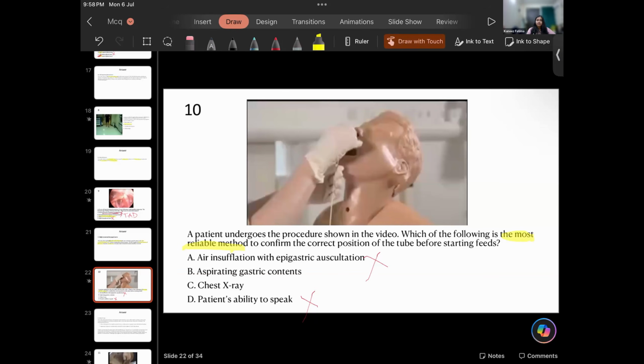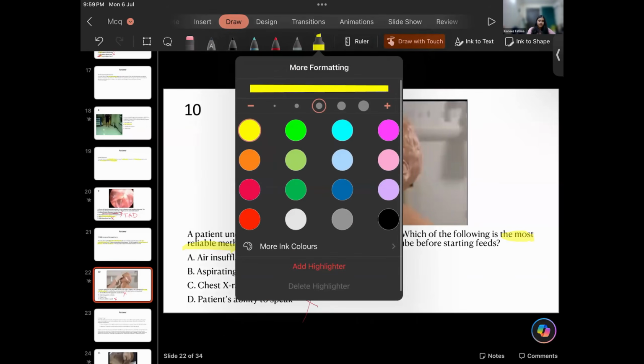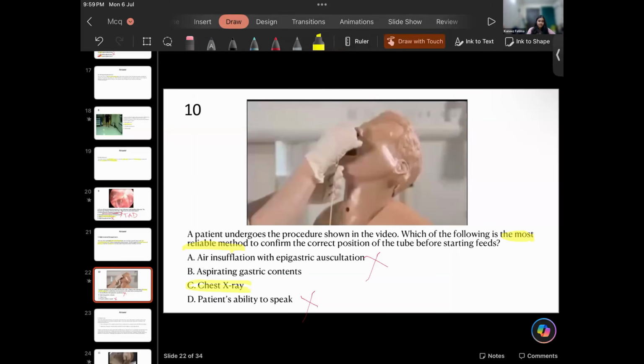Basically, we all know that during our instrument viva, we are very commonly asked about the radio opaque line in the NG tube. The radio opaque line in the NG tube is basically for this purpose only. We do a chest X-ray, and that line would actually guide that the tip of the tube is exactly in the stomach. So the correct answer would be chest X-ray.